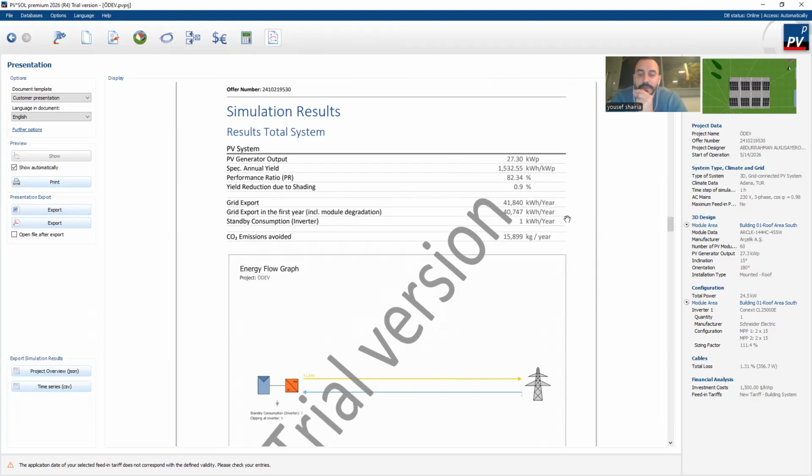Here, as you see, the total annual grid export is 41,040 kilowatt hours per year in the first year, accounting for initial module degradation. Sorry, the export to the grid is 4,747 kilowatt hours. Inverter standby consumption is only 1 kilowatt hour per year, which is negligible.